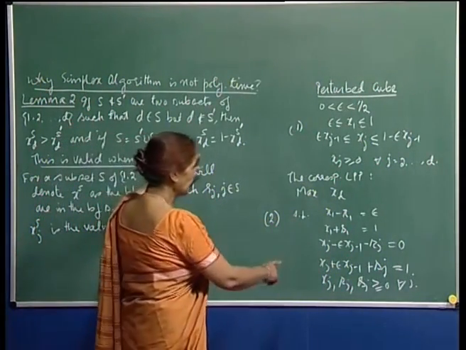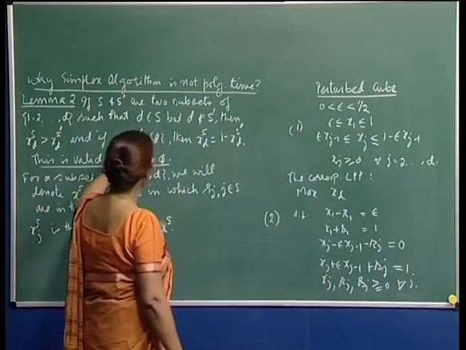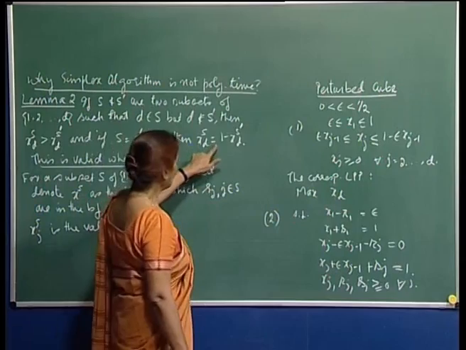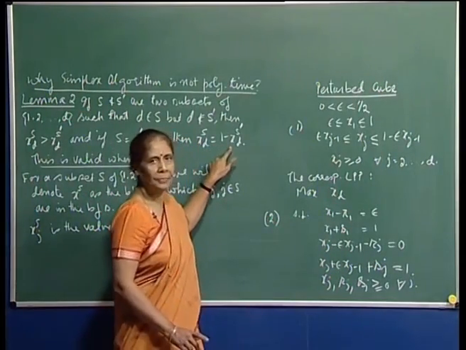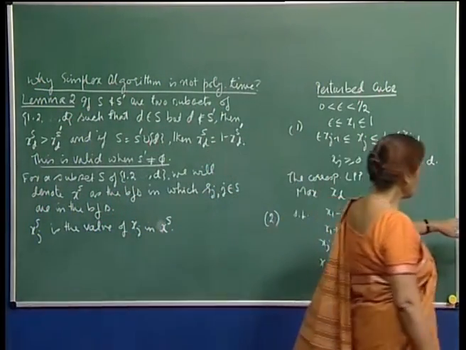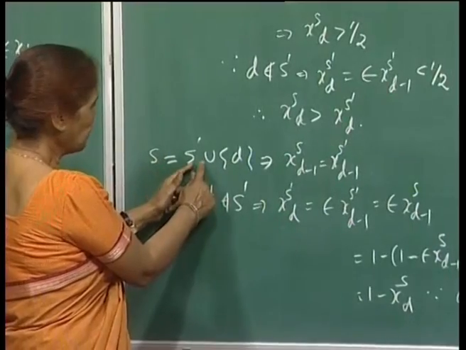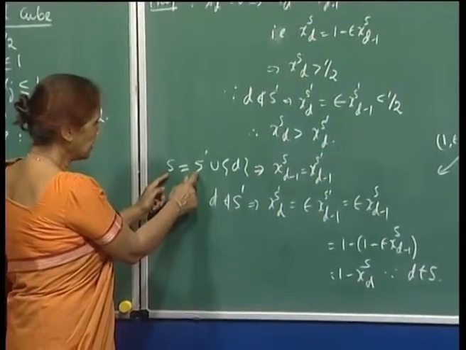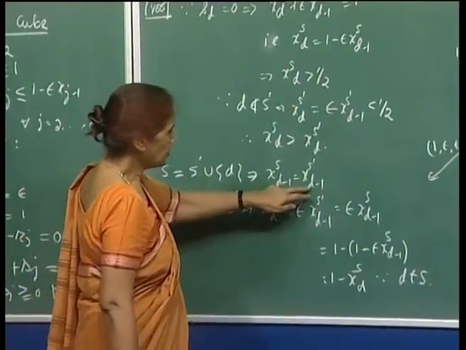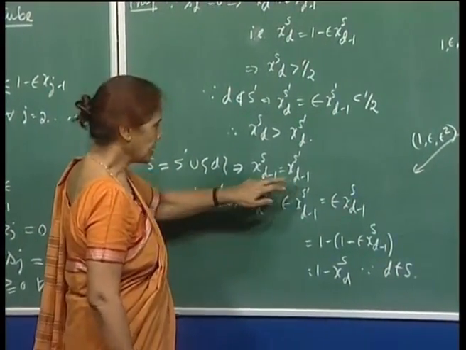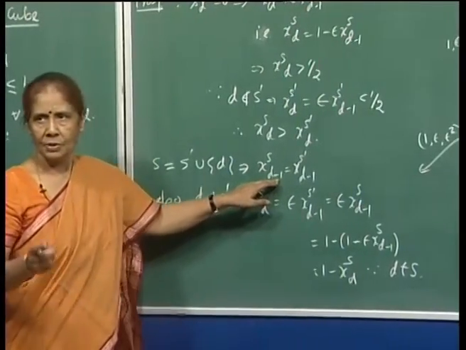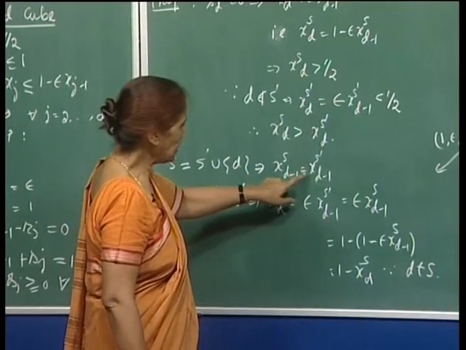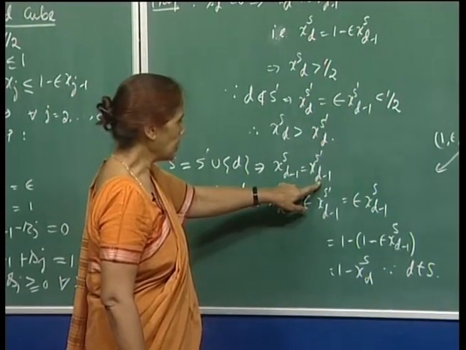Now, to prove the second part, that when S is equal to S prime union d, then x^S_d is exactly equal to 1 minus x^S'_d. We want to prove this. Since S and S prime differ only in the element d, all other elements are the same. Therefore, the values of the variables will also remain the same up to d minus 1, because they differ only in the dth component. So x^S_{d-1} is x^S'_{d-1}.